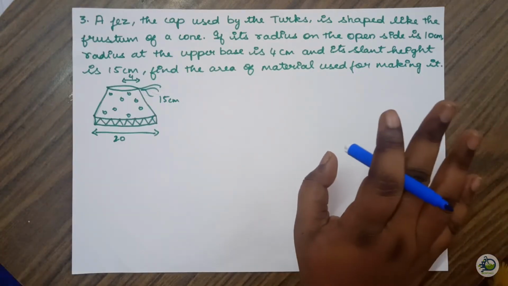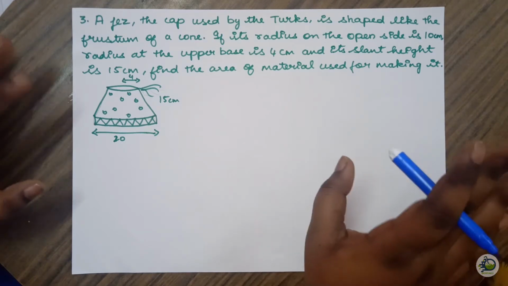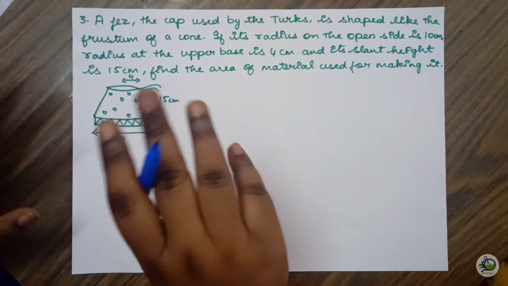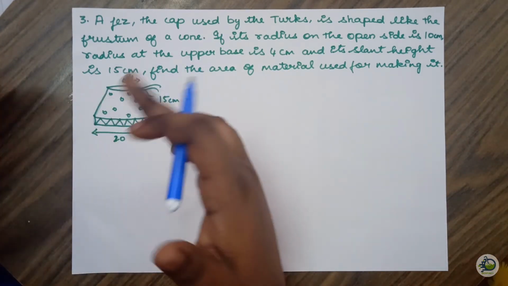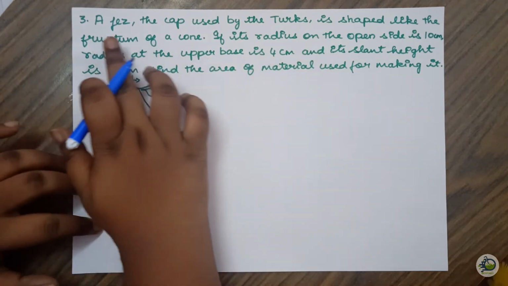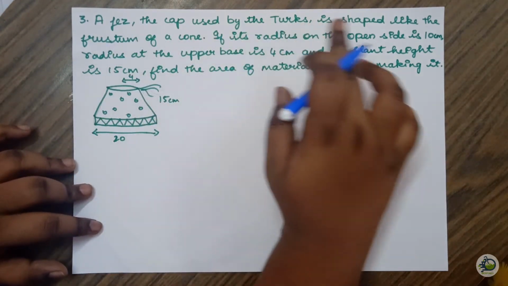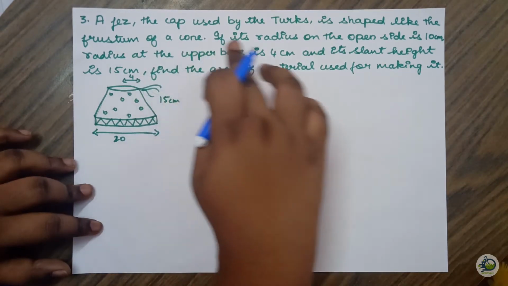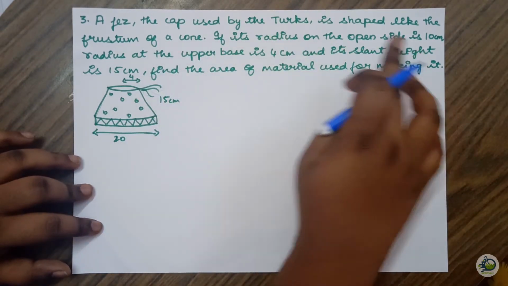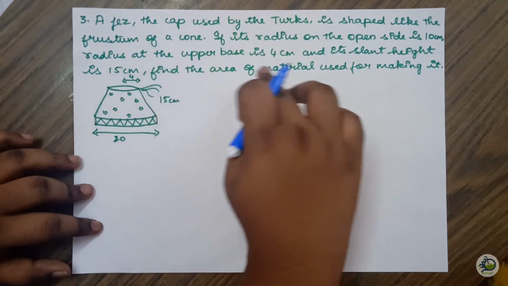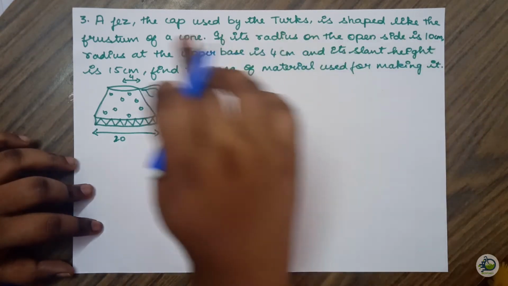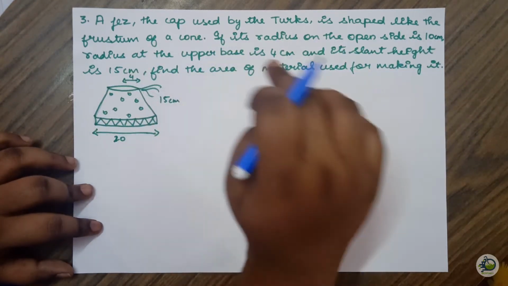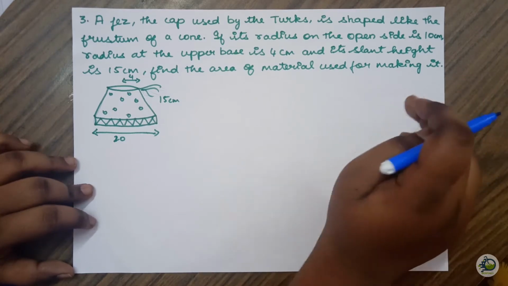Now we are going to deal with problems based on frustum. Frustum is similar to the shape of a cap. A fez, the cap used by the Turks, is shaped like the frustum of a cone. If its radius on the open side is 10 centimeter and the upper is 4 centimeter, and slant height is 15 centimeter, find the area of material used for making it.